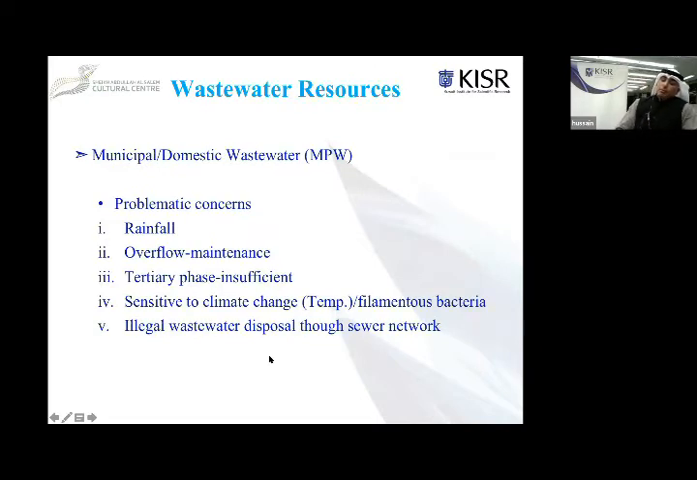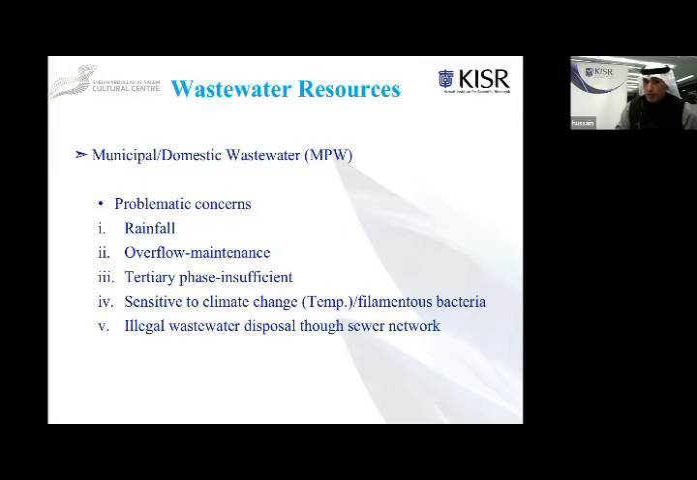Now, as we are discussing the problematic issues related to water, groundwater and seawater, municipal wastewater also has some problems. For example, because of rainfall, they are connected directly to the sewer network, so any flooding or rainfall will directly get into the wastewater treatment plant and will cause overflow and affect the treatment process, because the treatment process is limited to a specific volume. If we go beyond that, the efficiency of the treatment will be reduced, and sometimes the water will just bypass without any treatment.